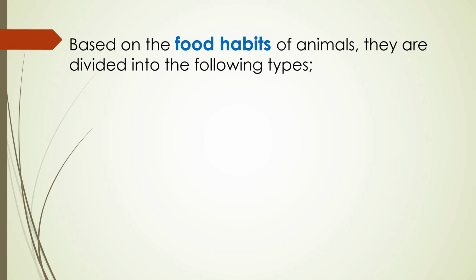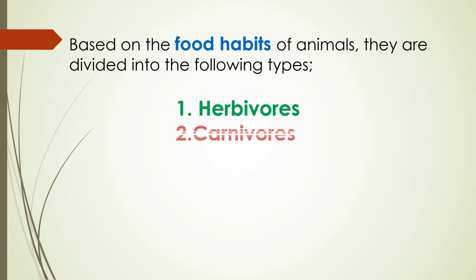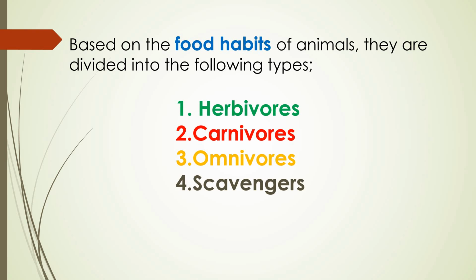Now, based on the food habits of animals, they are divided into the following types, and they are herbivores, number 2 carnivores, number 3 omnivores, 4 scavengers, and finally number 5 parasites. So the 5 different types of animals based on their food habits are herbivores, carnivores, omnivores, scavengers, and parasites.